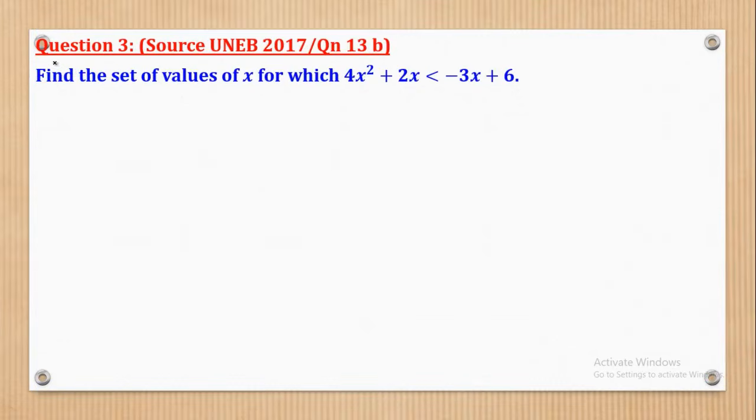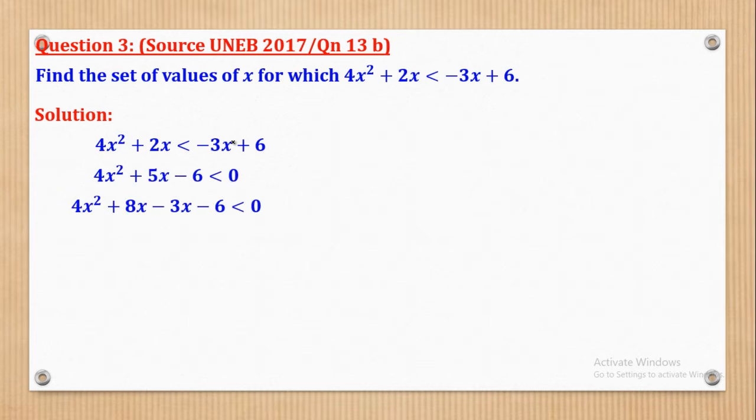So now we shall go to question 3, which came from UNEB 2017, paper 1, question 13b, and says, find the set of values of x for which this is less than that. So the first thing to do is to put everything on one side to come up with that. The next is to factorize. So here are the factors whose sum is positive 5 and product is negative 24. They are 8 and negative 3.